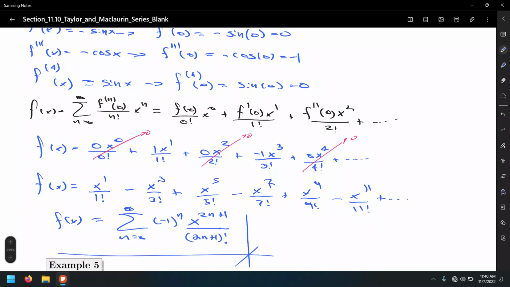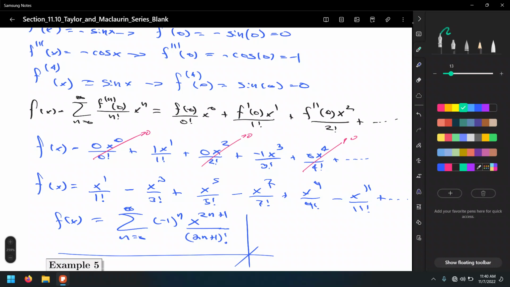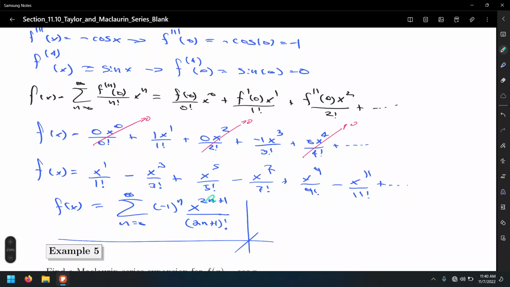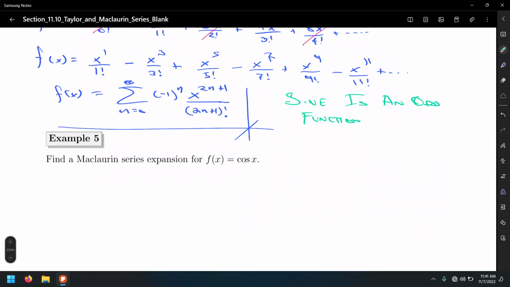So one critical thing is to connect the power series representation with the properties of sine. Do you notice the odd powers and the odd factorials in the denominator? Well, that means, because sine is an odd function. So that's one of the reasons it's a pretty cool connection, right? So that's the series representation. Let's do the next one, and we call it a day.